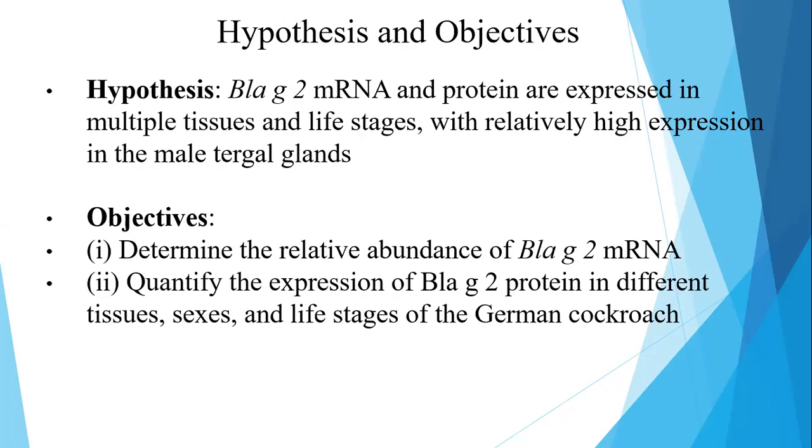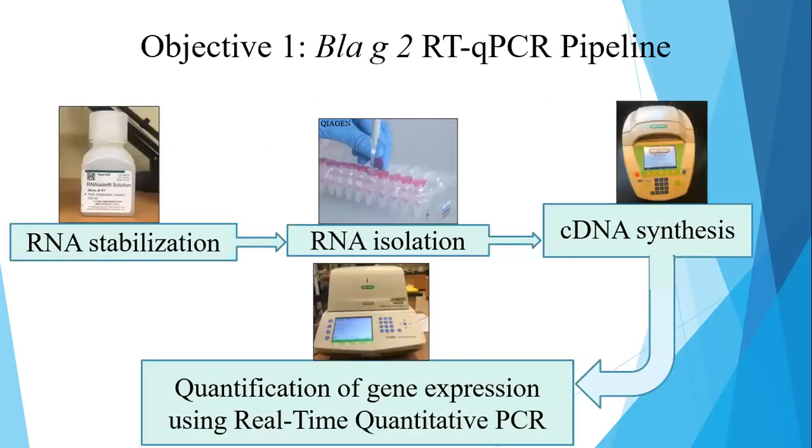And so the hypothesis, again, is that BLAGI2 mRNA and protein are expressed in multiple tissues and life stages, with relatively high expression in the male tergal glands. The objectives of the manuscript were to determine the relative abundance of BLAGI2 mRNA and to also quantify the expression of BLAGI2 protein in different tissues, sexes, and life stages of the German cockroach.